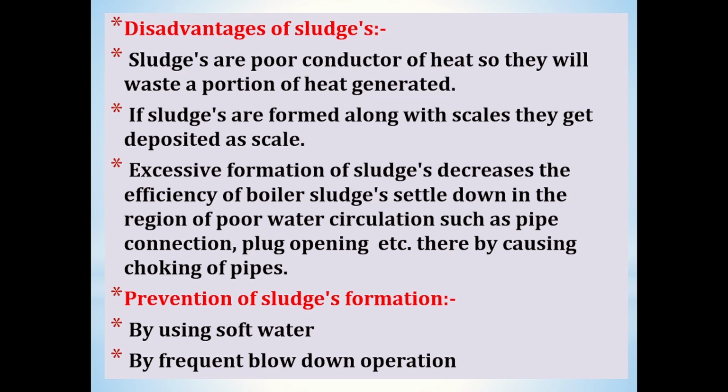Prevention of sludge: you can prevent the formation of sludge by using soft water, and second, by frequent blowdown operation. So we can avoid sludge and scale formation by frequent blowdown operation. As we discussed, what is the blowdown operation? Frequently you have to release or drain the water from the boiler and feed the boiler with fresh water, so we can avoid the saturation of impurities in the boiler water.